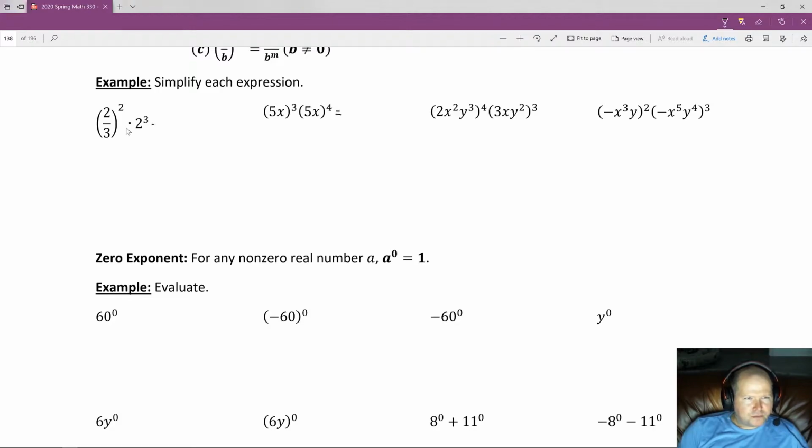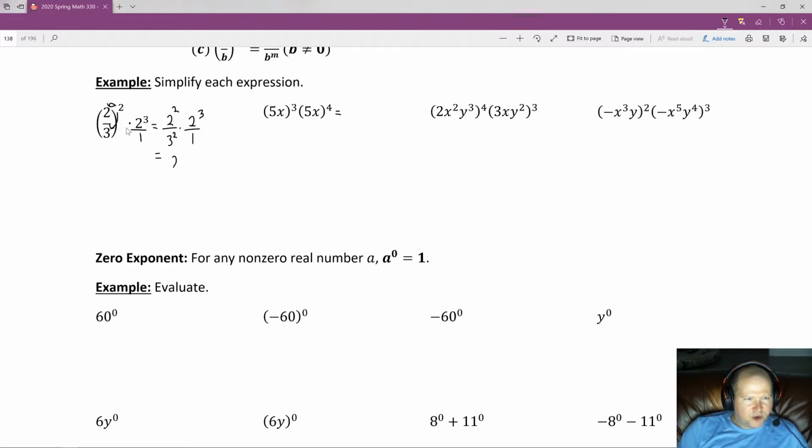So, let's say we have 2/3 within parentheses to the 2nd power. That's going to give the numerator 2 to the 2nd power over the denominator 3 to the 2nd power. And then we're multiplying it by 2/3, but since we're multiplying it by a fraction, we're going to put it over a 1 because it's over an understood 1. And we're going to multiply it through.